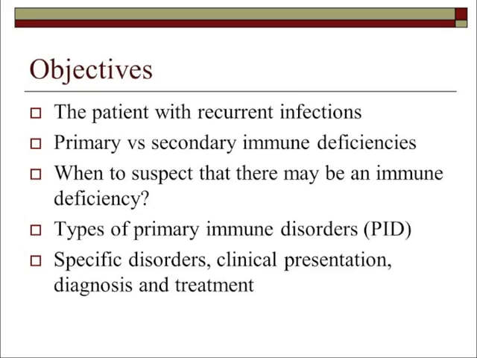So these are the objectives for the talk. We're going to discuss the patient with recurrent infections, how they present, what things to look for. We're going to go over primary versus secondary immune deficiencies. The secondary immune deficiencies you guys are more familiar with. I'm just going to mention them, but the primary ones are the ones we're going to discuss in more detail. And then we're going to talk about when to suspect that there may be an immune deficiency, what kinds of things to look for in these patients.